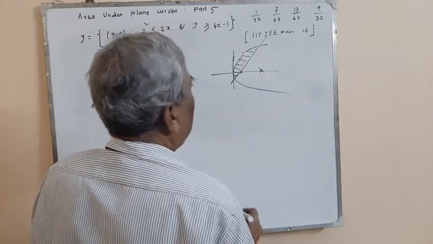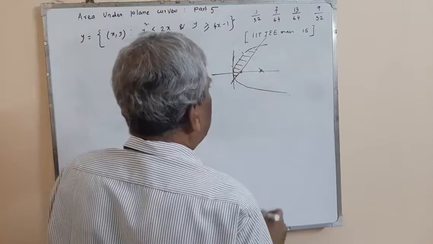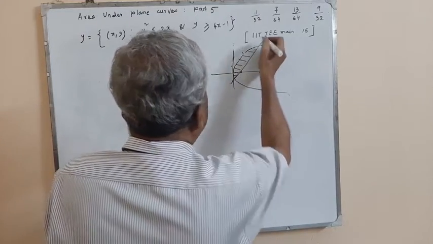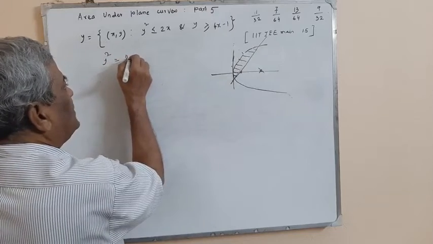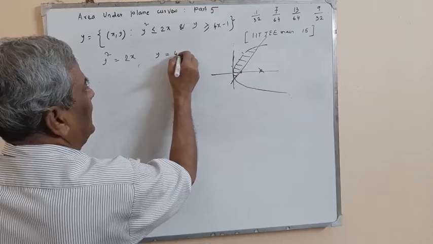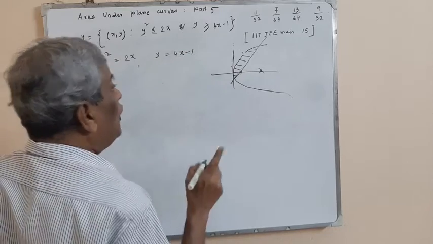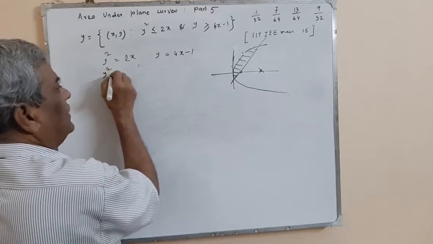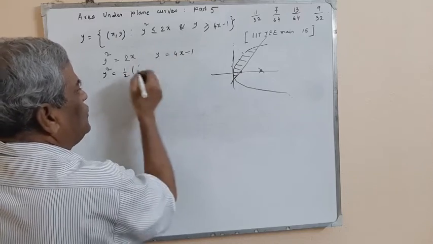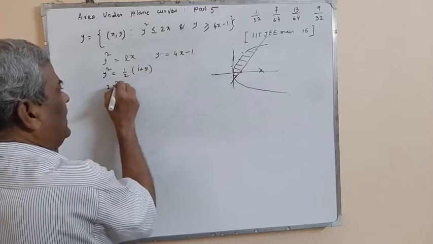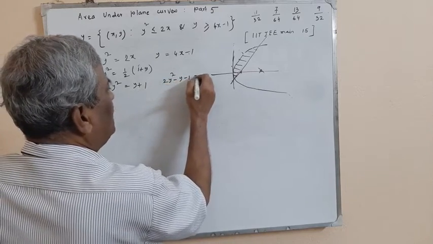Now we have to find the value of the region. For that purpose, let us solve for this and that. One is y square, this means on the parabola, y square is equal to 2x and y is equal to 4x minus 1. Solving for y, y square is equal to 2x, means half of 4x. 4x means 1 plus y. That is 2y square is equal to y plus 1. That is 2y square minus y minus 1 is equal to 0.